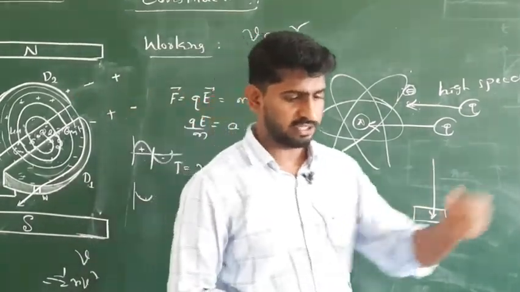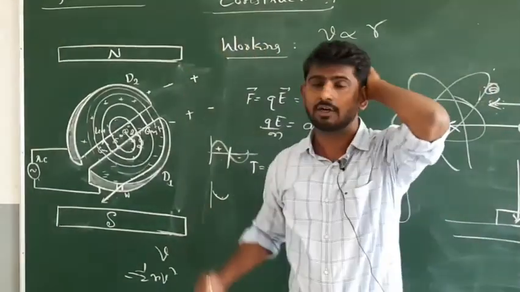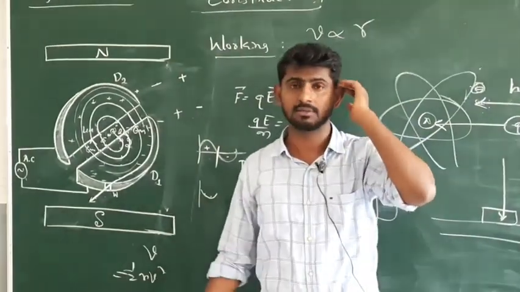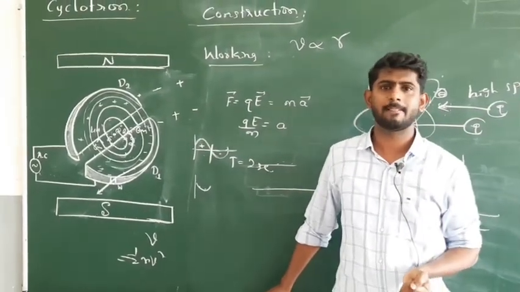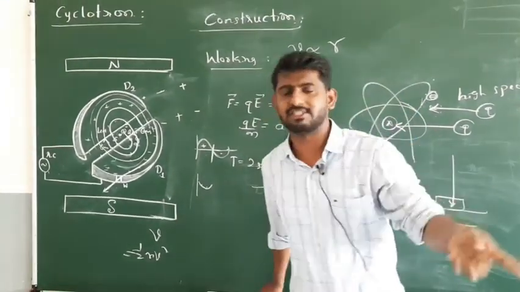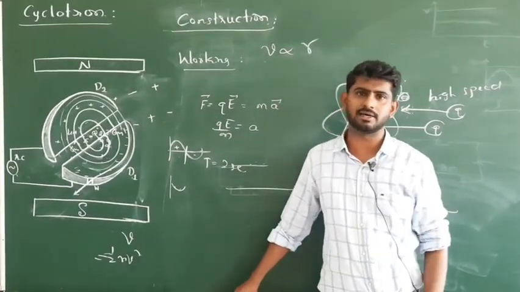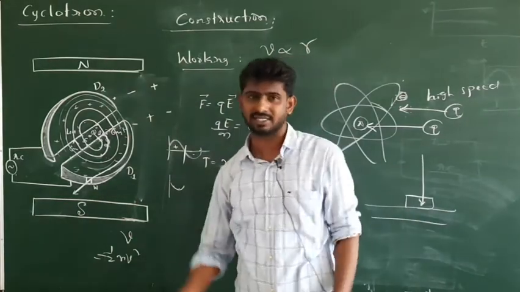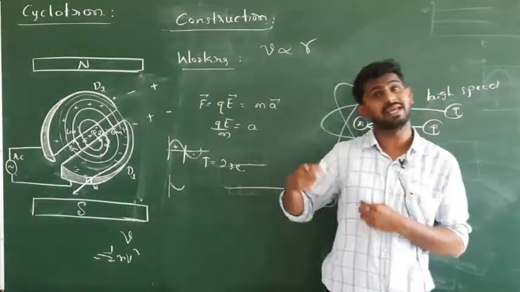What have we discussed? What is the cyclotron? Once again I'll repeat the things. What is the cyclotron? Cyclotron is a device used to accelerate the charge particle. So this is our definition. Then on what principle does it work?